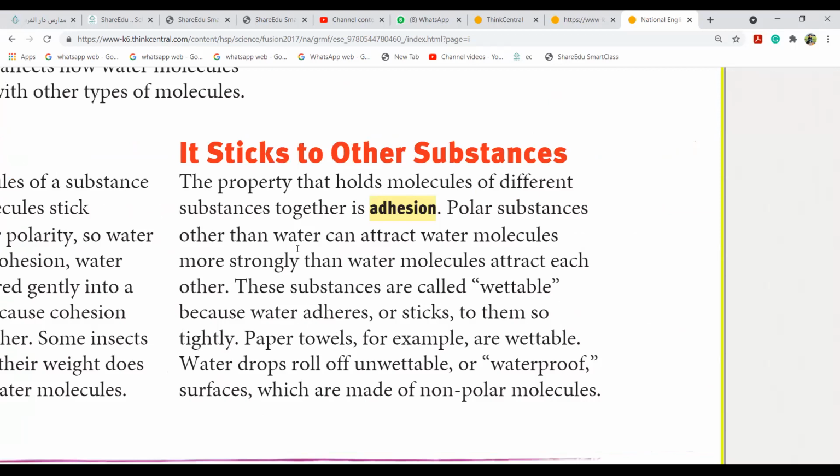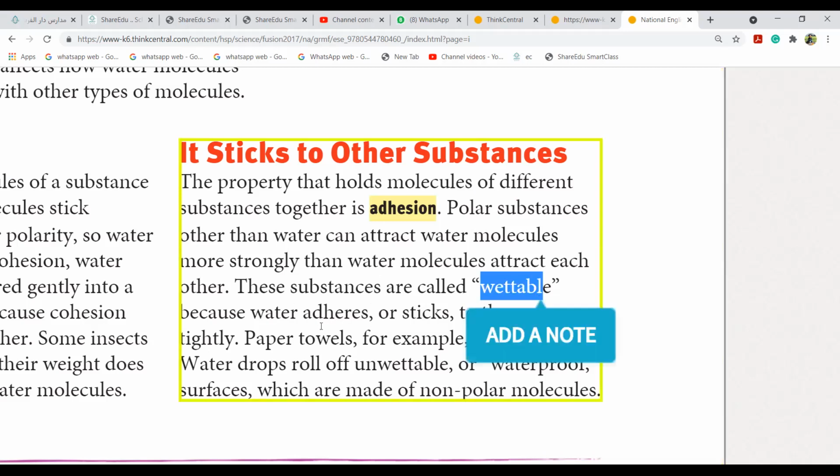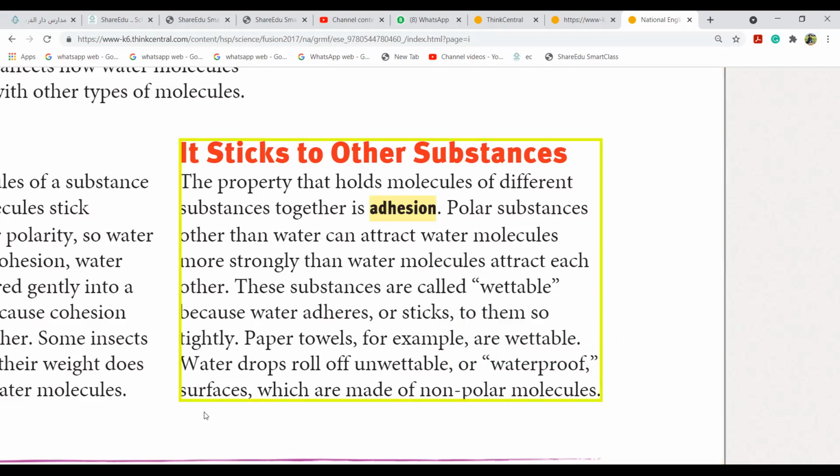The property that holds molecules of different substances together is adhesion. Polar substances other than water can attract water molecules more strongly than water molecules attract each other. That's why these substances are called wettable, because water adheres or sticks to them. For example, my clothes adhere to water. Whenever water touches my clothes, the water goes into my clothes, and that is called wettable. Because it adheres, the water sticks to them.